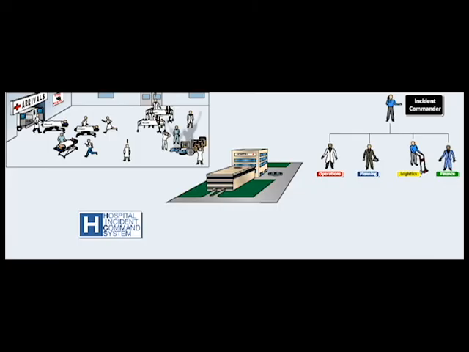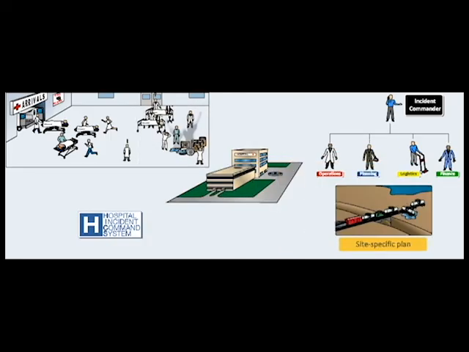The 5 major functions of ICS, command, operations, planning, logistics, and finance and administration, help organize response based on common functions. The basics of site-specific planning and training were covered in detail. Finally, the importance of personal preparedness was reviewed. This orientation is just the beginning toward better incident management at your hospital.